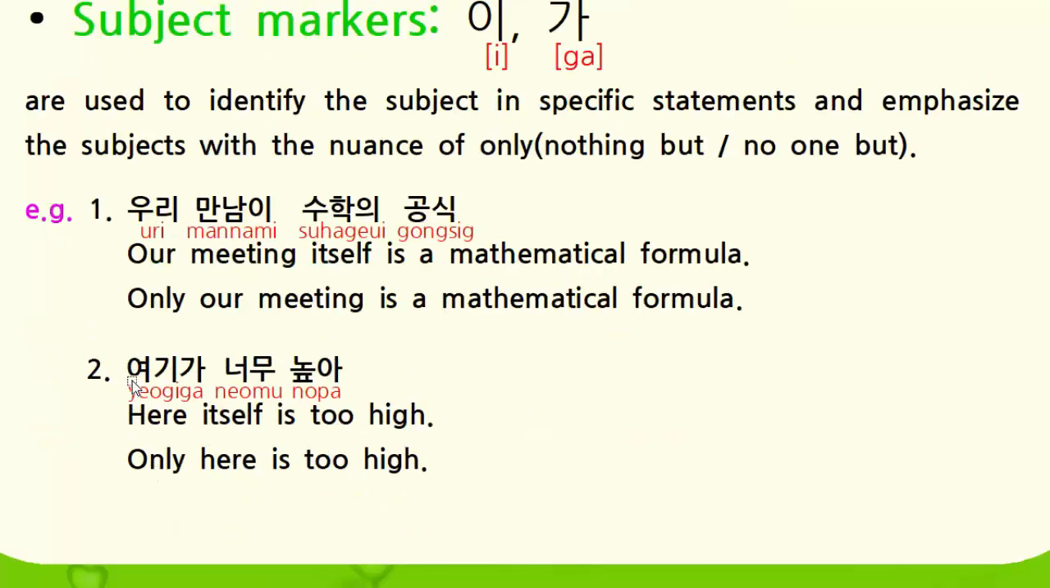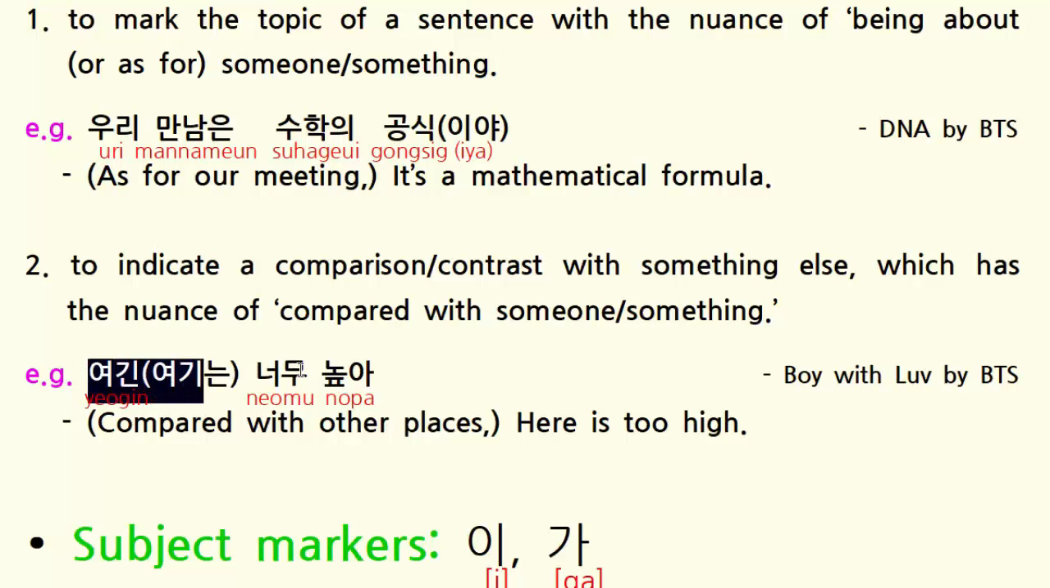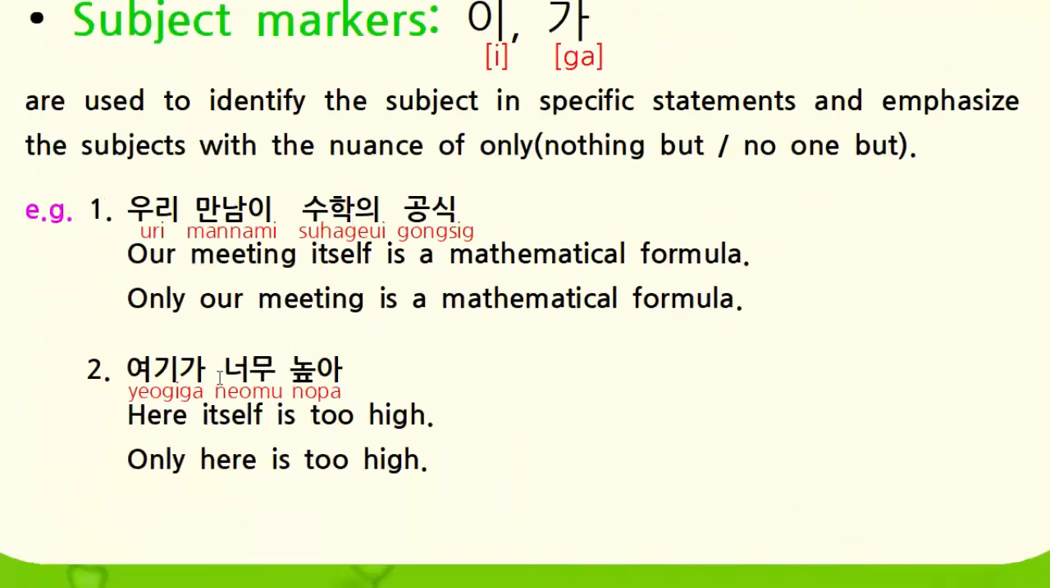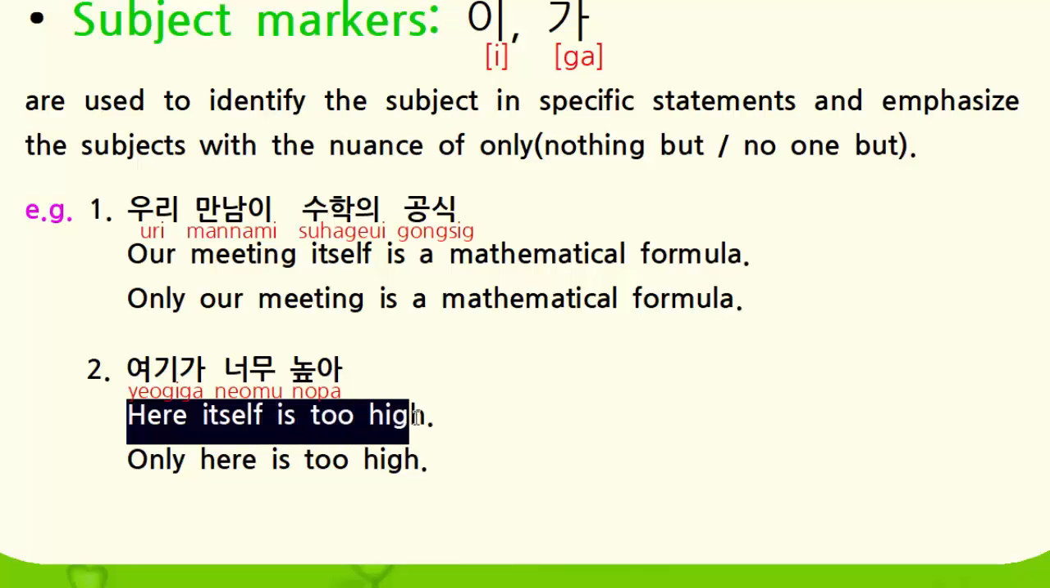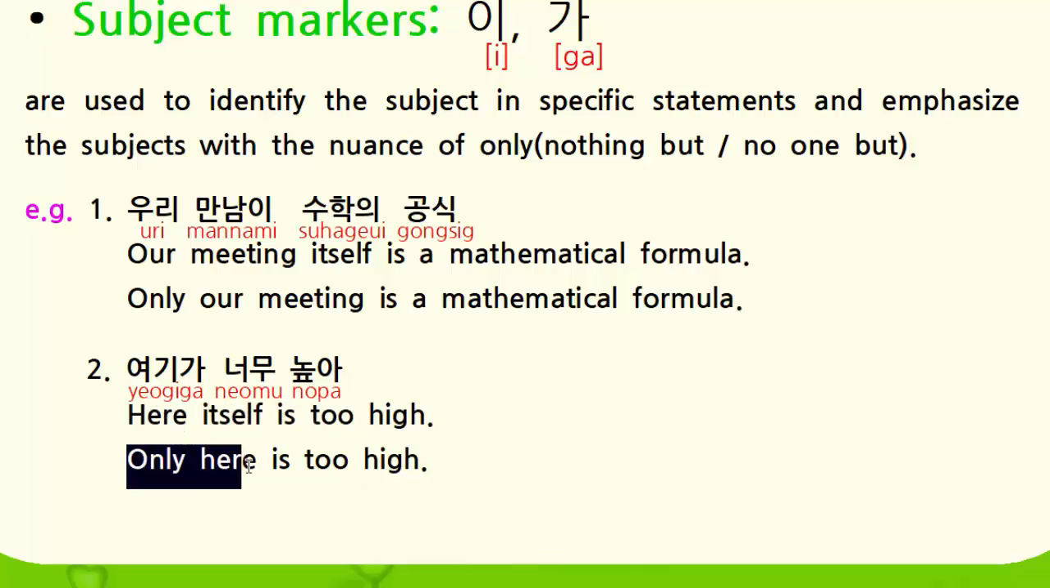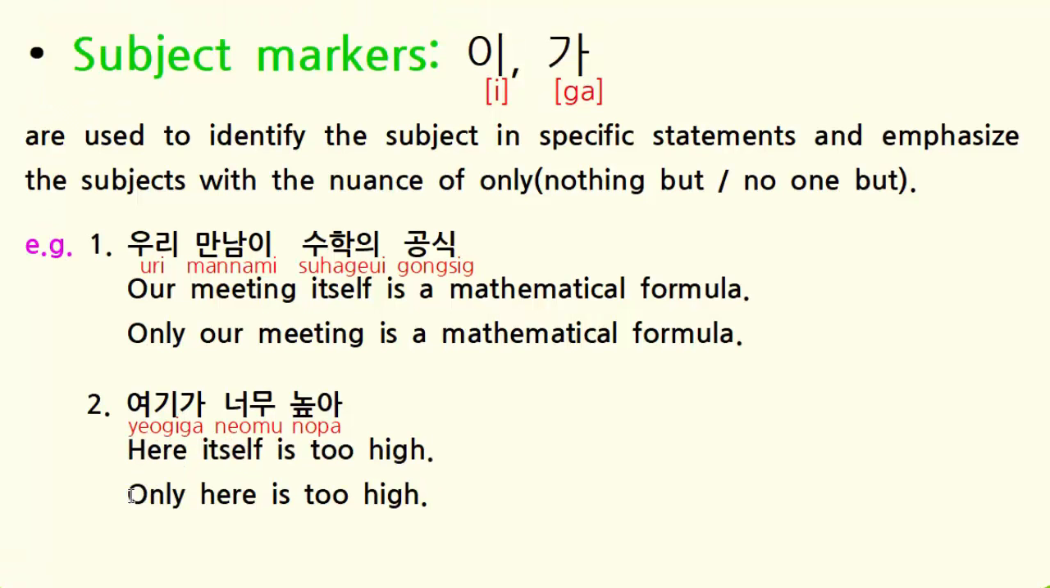And look at example number 2. Here the actual lyric was 여긴 너무 높아, 여기는. The topic marker was used. But I changed this into the subject marker, 가. This word ends with a vowel, so we put 가 here, not 이. So as I told you, when we use this subject marker, then it emphasizes the subject. So here itself is too high, or only here is too high, not other places. Only here is too high. Specifically here is too high.